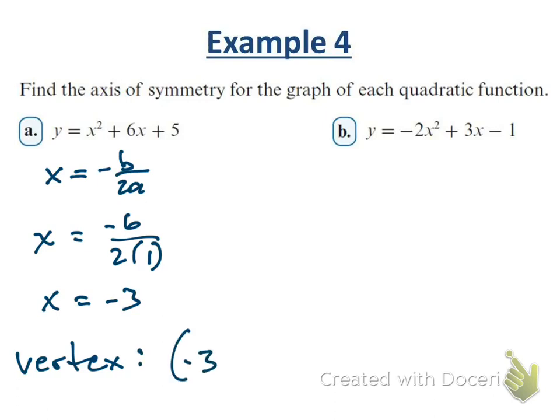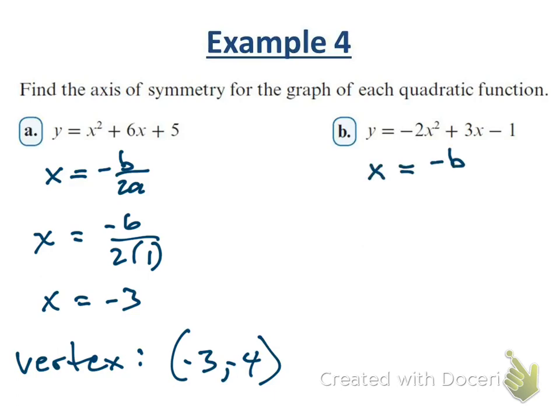And how can I find the y value that goes with the -3? Plug in the x. Just plug it in and find that's going to be -3 squared is 9 minus 18. That's -9 plus 5, which is -4. The vertex would be -4. All right? Pretty cool, right? What about letter B? Try it on your own.